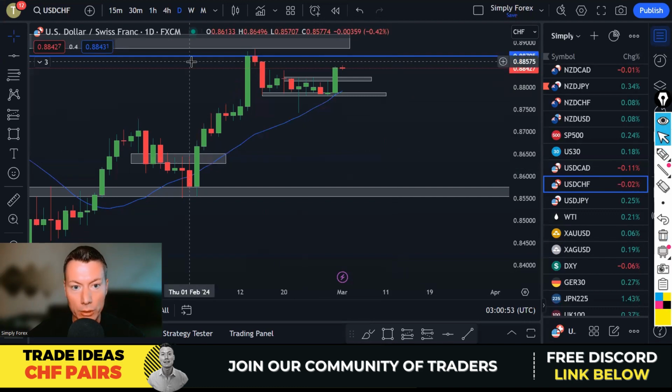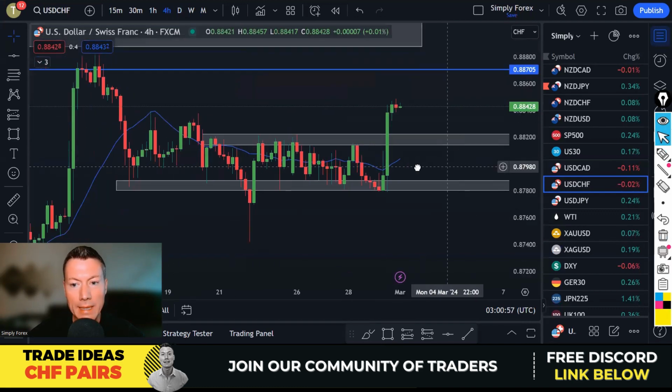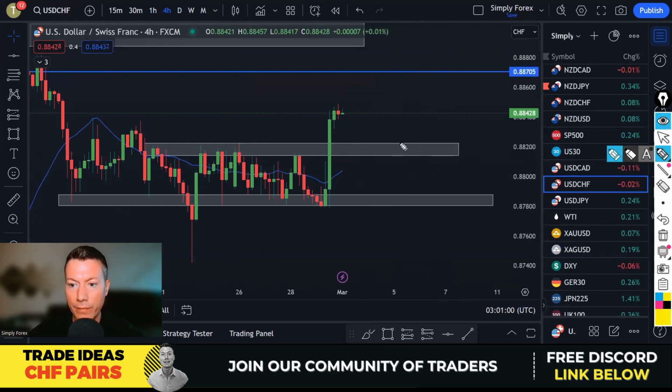Let's have a look at US dollar Swiss franc. It's going to be the same across all pairs. Obviously, we've had such a bullish reaction, we need a retrace, right? So we just need to find levels that it could retrace to. As you can see, US dollar Swiss franc, there's this nice level through here. So I'd like to see price retrace into here. We get a bullish reaction, and then we take price higher.